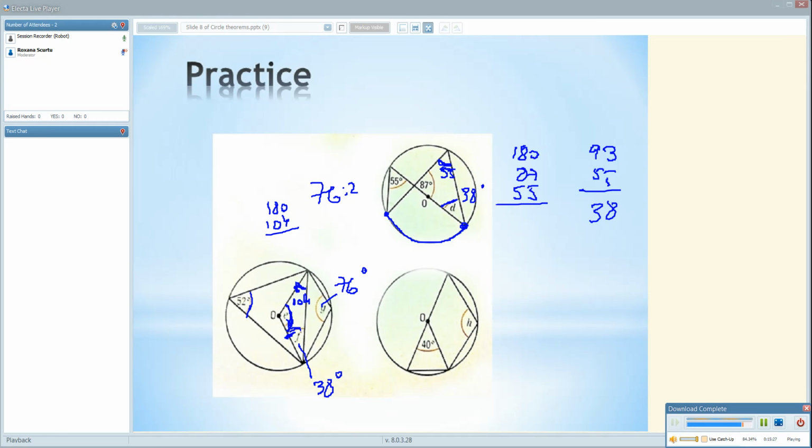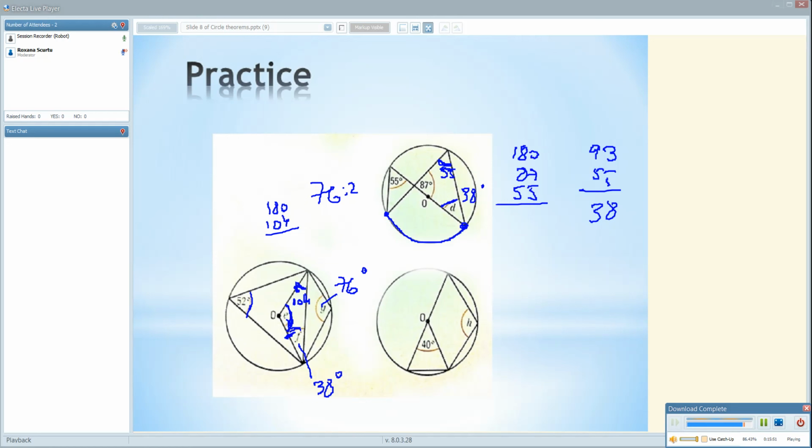And then in the triangle formed here, which is isosceles, we have two angles which are equal because it's isosceles. So we have 104, we take it away from 180, we get 76. So 76 are both angles added up together. So if we half them, it's 38.